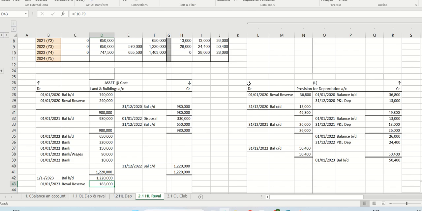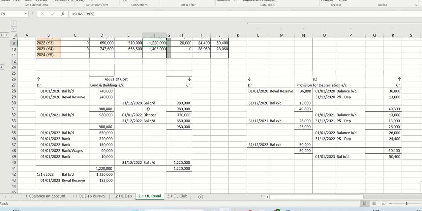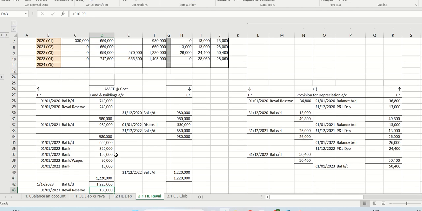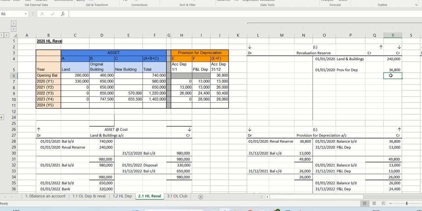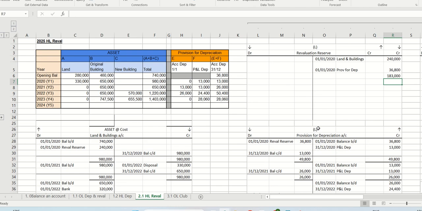183,000. Yeah. So can you see where I'm getting that now? Total value of buildings went from 1220 up to 1403. You can see it in your table for the total there. And that is an increase of 183,000. Okay, so I've increased the value of my asset, so I have debited my asset account 183,000. I now need to credit my revaluation reserve. So perform my double entry.